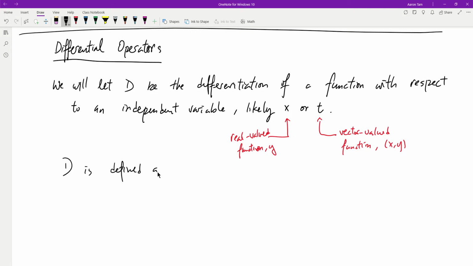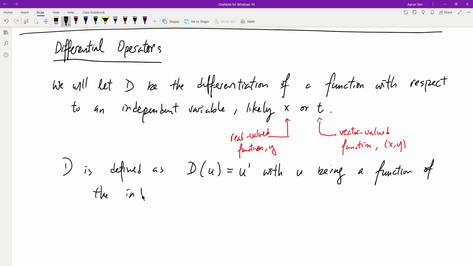So how do we define D? Well, D is defined as the following. If I put a function inside, it will give us the derivative of that function, with u being a function of the independent variable.